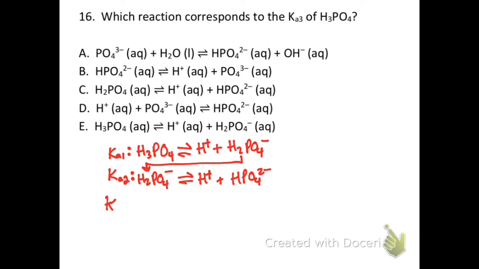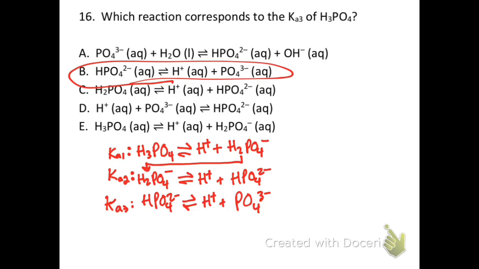which leaves us with Ka3, which is what we're looking for, which is HPO4 2 minus, losing a proton to become H plus and phosphate, PO4 3 minus. So which reaction corresponds to that? Well, it is this one here, reaction B.